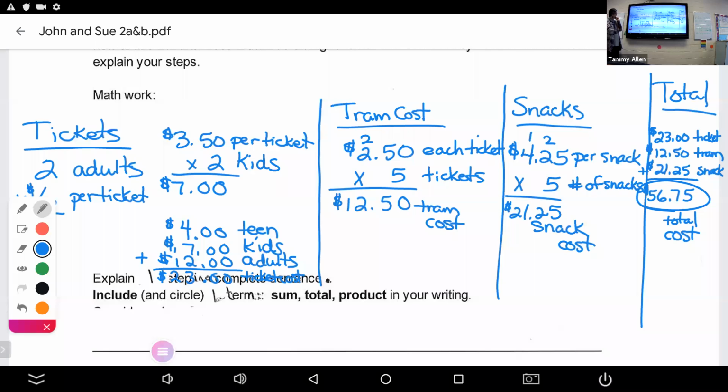Would I use sum? Yes. Would I use total? Yes. Would I use product? Yes, in 2 places. Okay? Does that make sense? All right, so let's write about that.